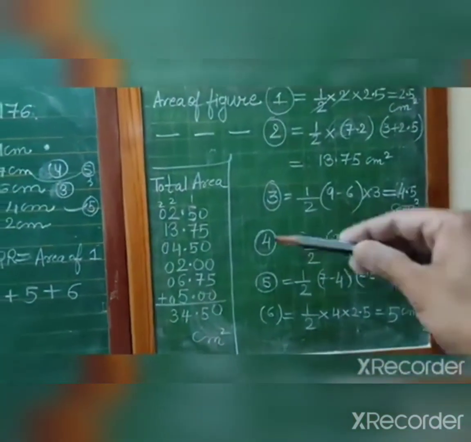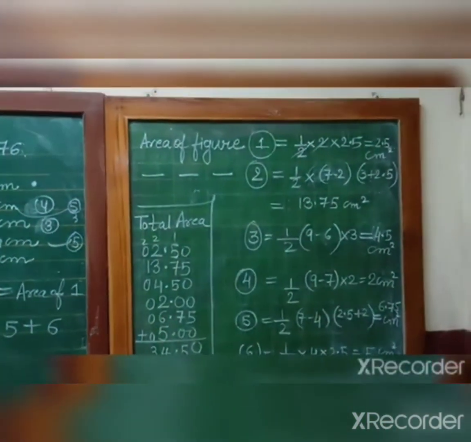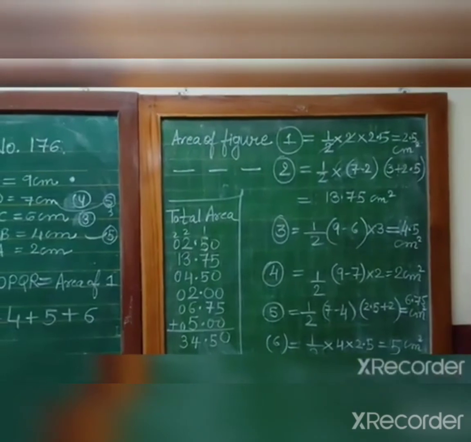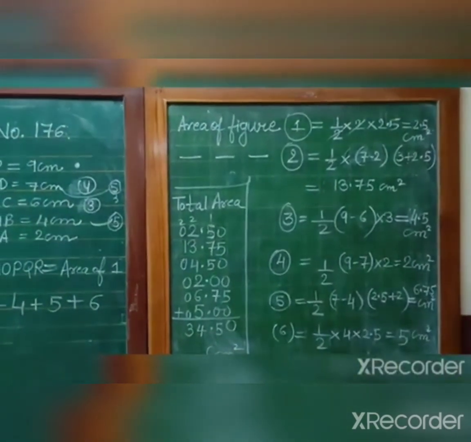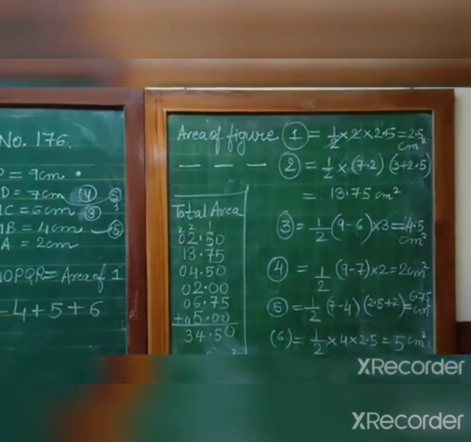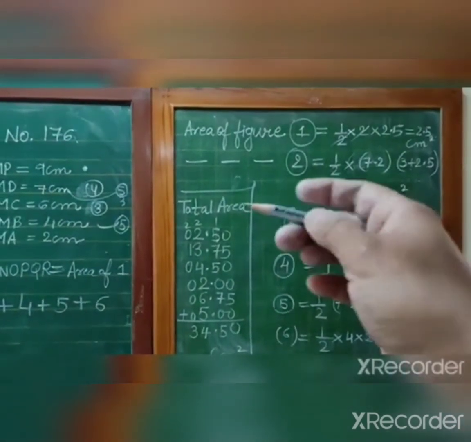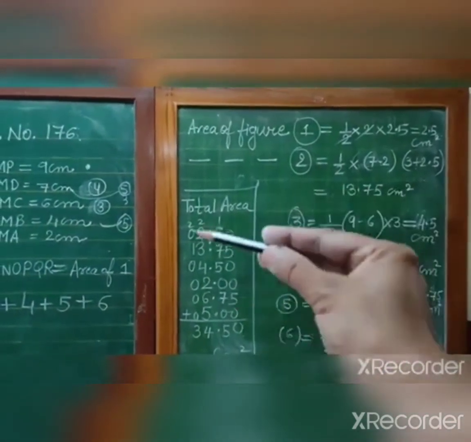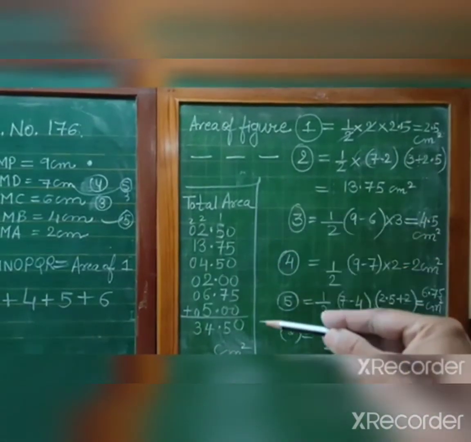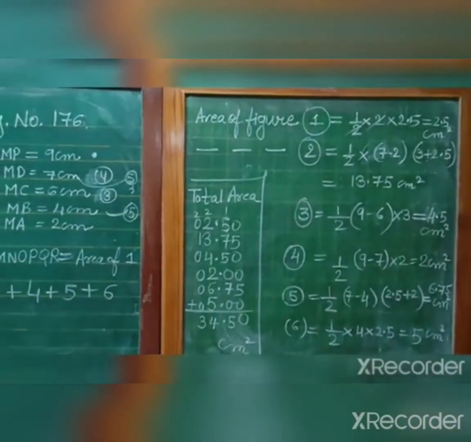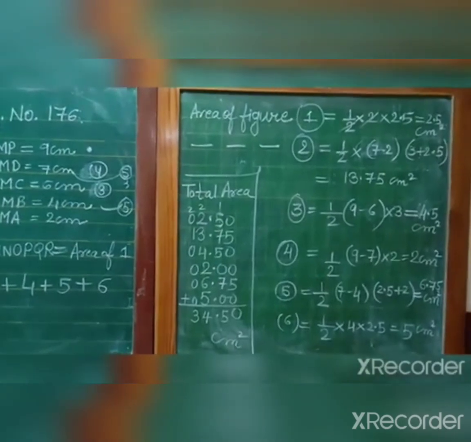So total area will be, when you will add 2.5 plus 13.75 plus 4.5 plus 6.75 plus 5. Addition you can see here. When you will add, you will get 34.50 centimeter square.